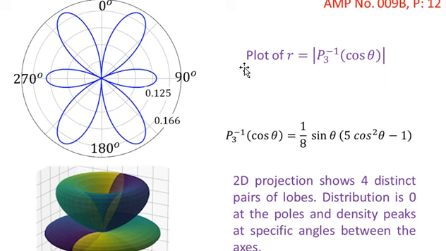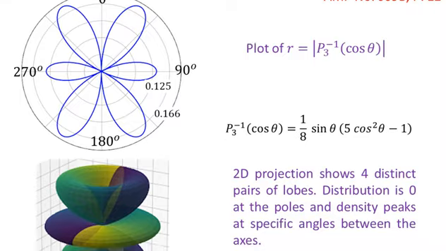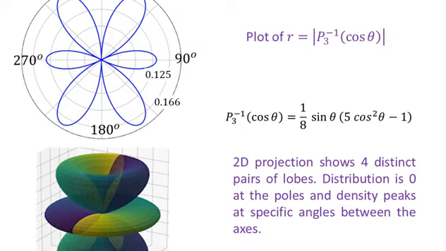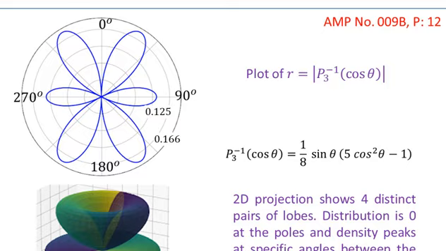The rest of the picture, the shape of the pictures in the polar coordinates and in the three-dimensional coordinates, is the same. So the discussion is also the same. Only you can notice that the magnitudes are different. That is, the main lobes are restricted to lie within the radius of 0.166, and the smaller lobes are restricted in the region of radius equal to 0.125. The rest of the discussion is the same.